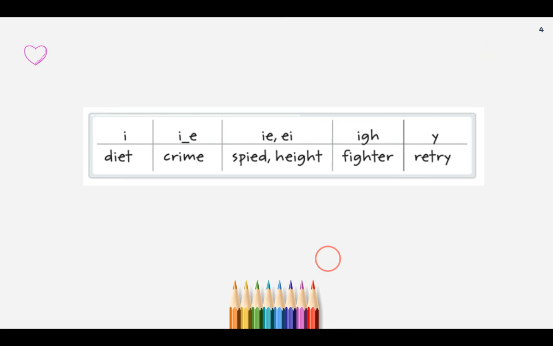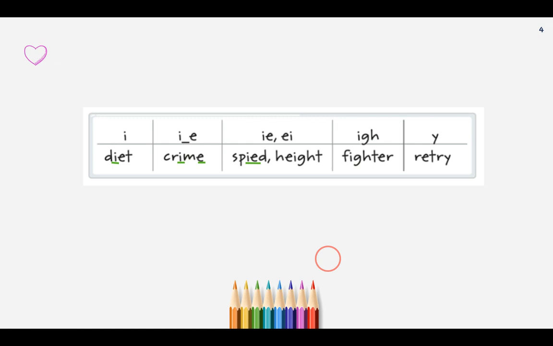I would like for you to look at this chart. In previous grades, you have learned about the long I vowel sounds and multiple ways to spell it. Diet, diet. Notice the long I sound in diet. This is an open syllable. The long vowel sound I is often spelled with the final E pattern, like shown here in the word crime.